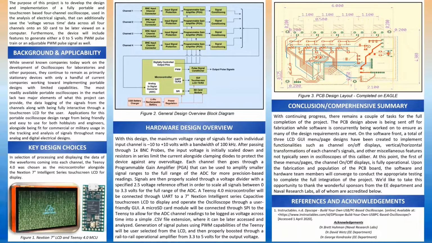Each channel then goes through a programmable gain amplifier, or a PGA, that can be used to amplify smaller signal ranges to the full range of the ADC, which leads to more precision-based readings. Signals are then properly scaled with a voltage divider with a specified 2.5 volt reference offset in order to scale all signals between 0 and 3.3 volts for the full range of the ADC.